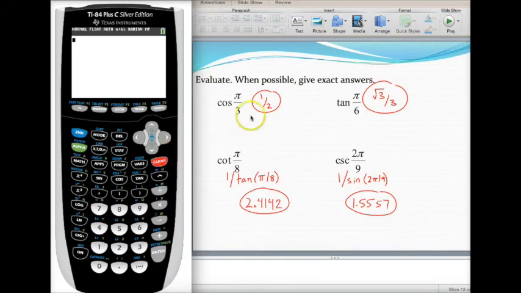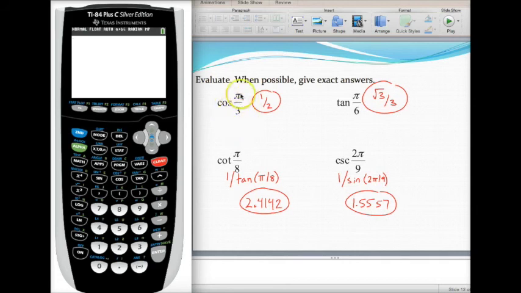But remember, if I have one of my special angles, I don't want to use my calculator. I want to go to my chart and get my exact values. The way you'll know that a radian is one of your special angles is that your denominator will be a 3, 4, or 6, because those would be equivalent to 30 degrees, 45 degrees, or 60 degrees in one of the quadrants.